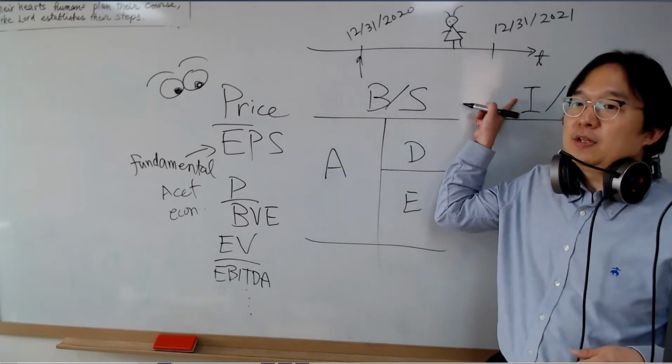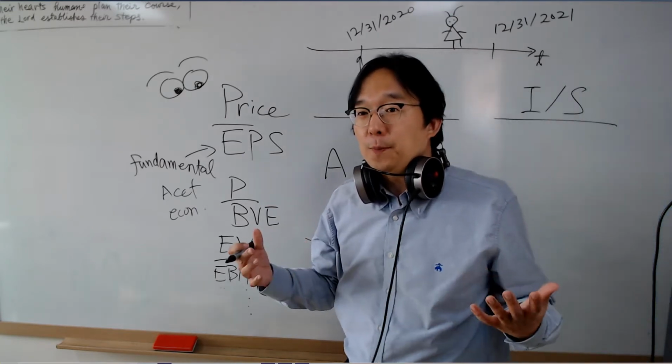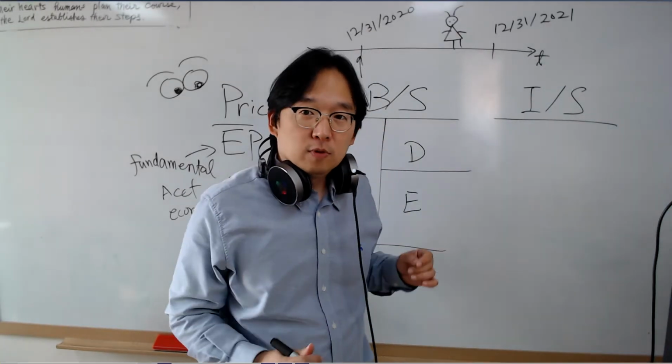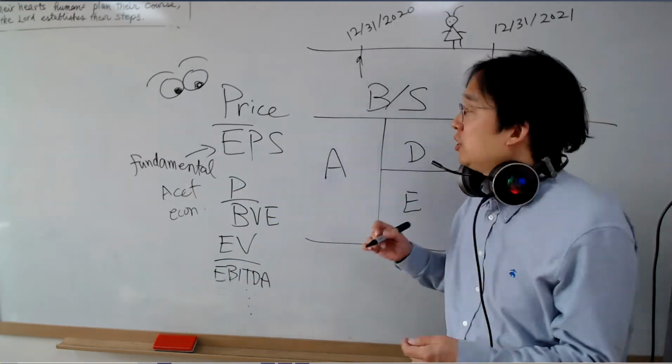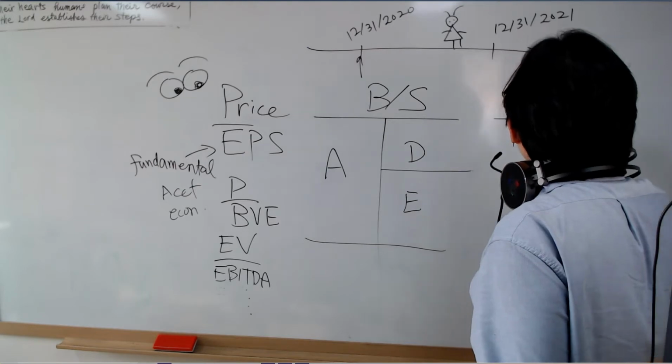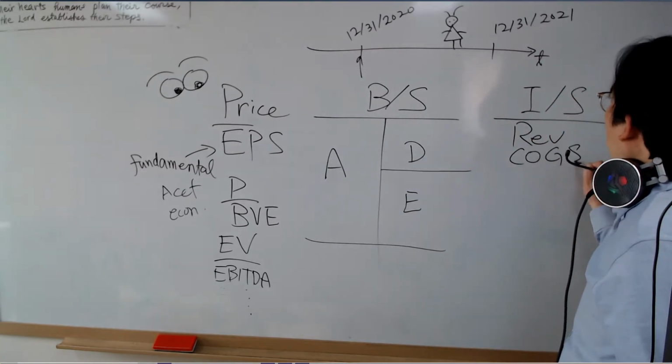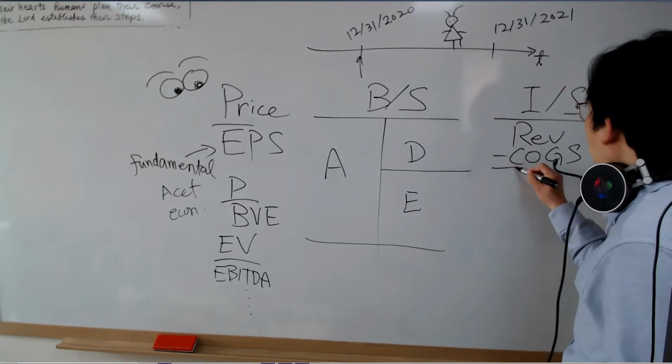Income statement is like a video, okay? Motion picture, right? Over the years, how much revenue that you generated, cost of goods sold, you subtract out of it, then you get what?